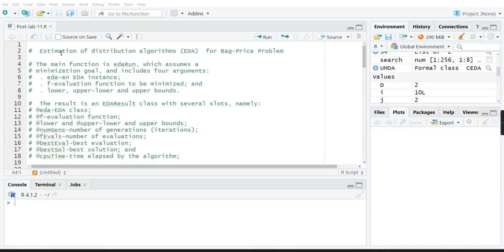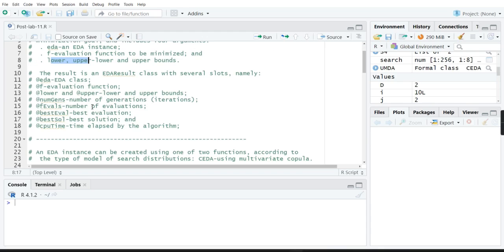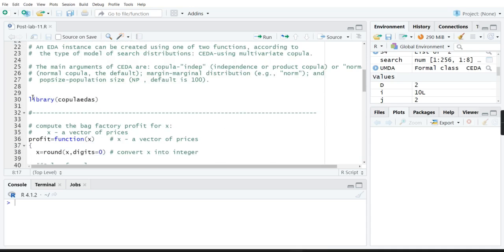Today we will discuss how to solve the bag price problem using the EDA technique. EDA means estimation of distribution algorithm. So we already know that this EDA algorithm in R performs a minimization task and it will accept 4 arguments: EDA instance, F evaluation function, lower and upper vectors. So let us execute one by one.